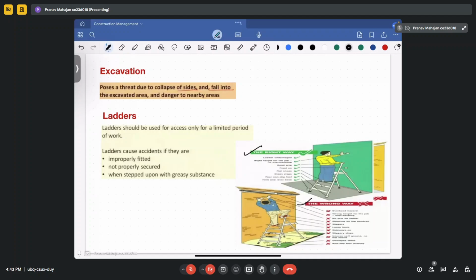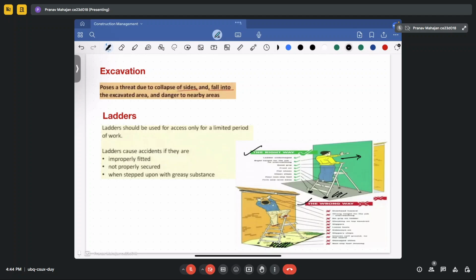In the right way, you can see that it is properly fitted at the bottom. Second, it is properly secured, and the person who is working on that particular object is also facing the ladder in the same direction. Another thing, you can see that there is no greasy substance here, and here you can see some greasy substance at the bottom, which may lead to the slip of the ladder and result in the fall of the person who is working at that wall.